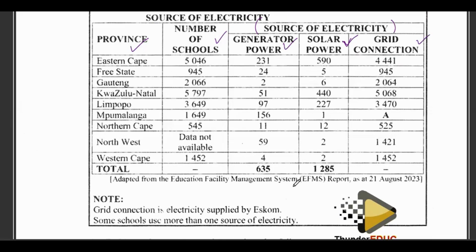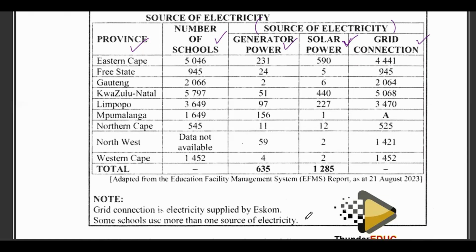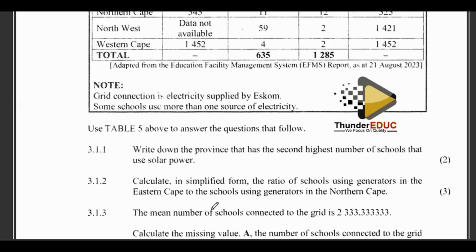So now, when you come here, what happens? We are looking at number of schools that use solar. So we shall come to solar and look for which one is the highest. We have this. This is the highest. Second highest is this one. And it's indeed KwaZulu Natal. KZN. Okay.